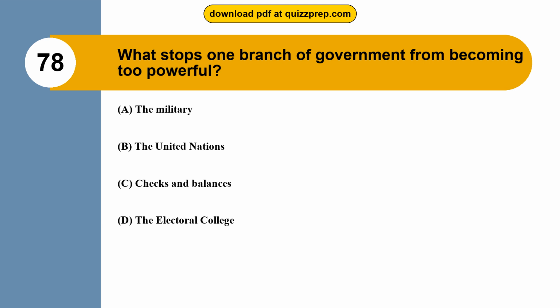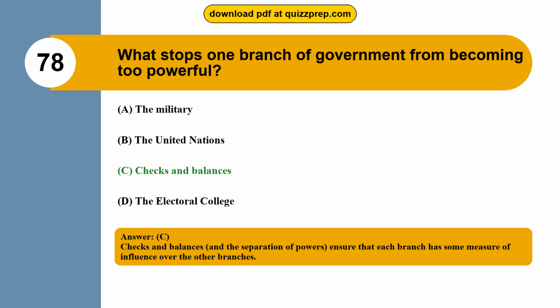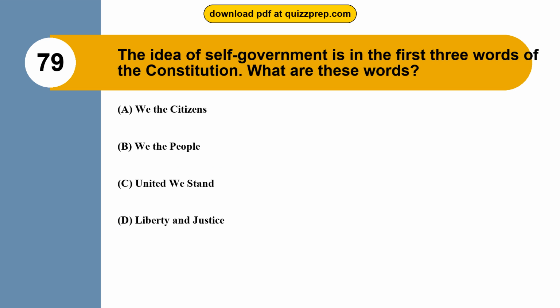Question 78. What stops one branch of government from becoming too powerful? Option A, the military. Option B, the United Nations. Option C, checks and balances. Option D, the Electoral College. The correct answer is option C, checks and balances. Checks and balances, and the separation of powers, ensure that each branch has some measure of influence over the other branches.